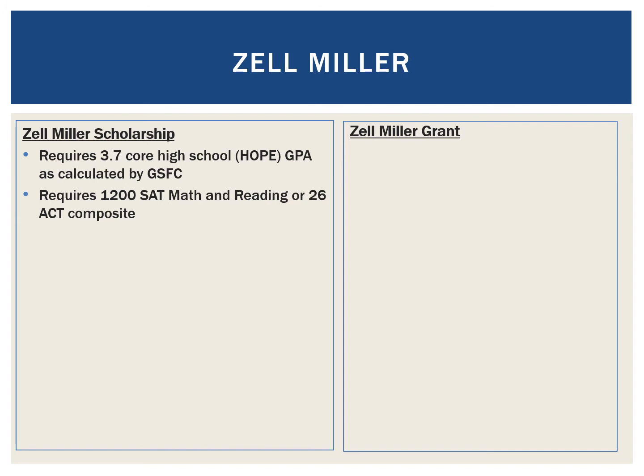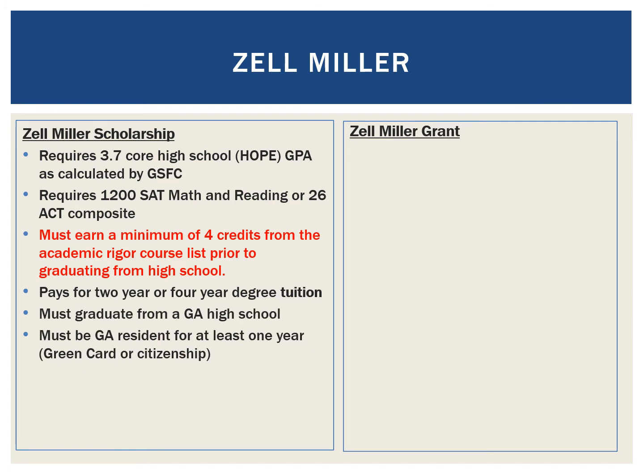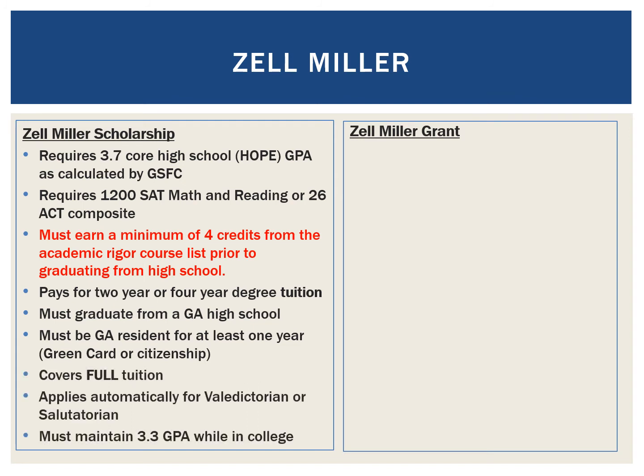In addition, in normal times, they also require an SAT combined math and reading score of 1200 or a 26 ACT composite score. In addition, students have to earn a minimum of 4 credits from academically rigorous courses that I will tell you about in a minute prior to graduating from high school. The Zell Miller pays for either 2 or 4-year degrees. You have to graduate from a Georgia high school. You must be a resident at least 1 year and be a citizen or green card eligible non-citizen.